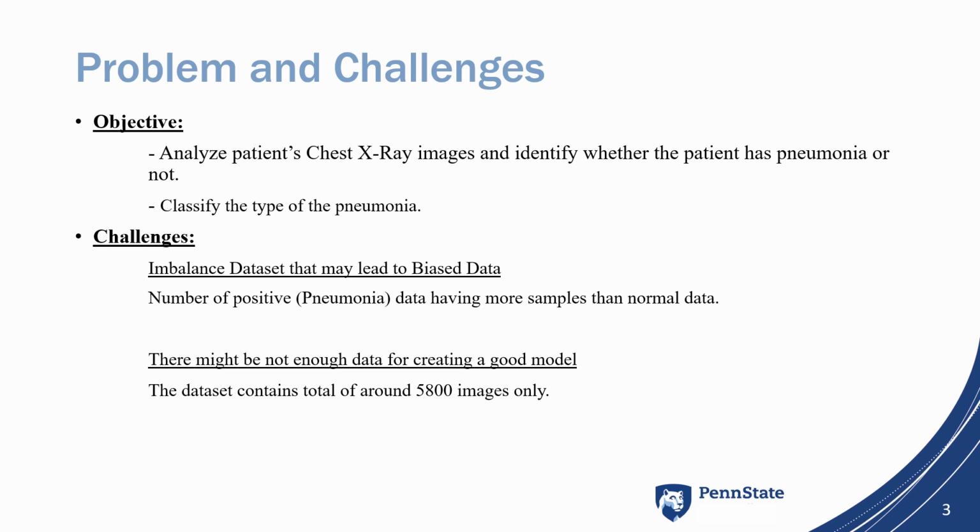And the second one is there might not be enough data for creating a good model. The dataset contains a total of around 5,800 images. We know that models that are based on neural networks are data hungry, meaning that they have to be fed a lot of data so that we can get good results. A model that relies only on this data might not be good enough as a classifier because of lack of data, and this problem might affect the overall performance of the model.